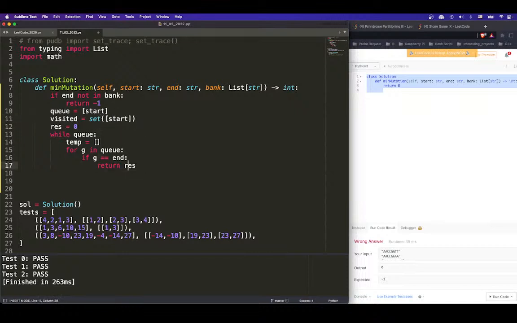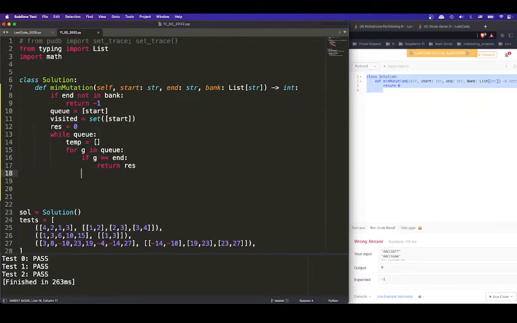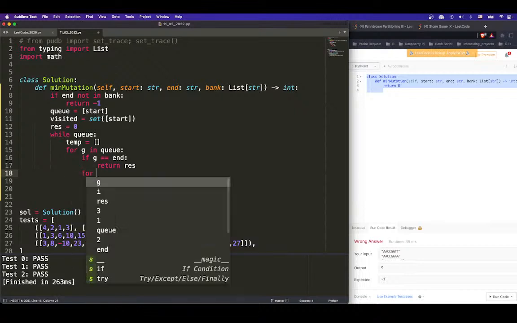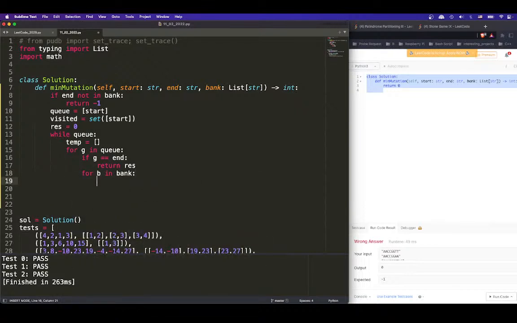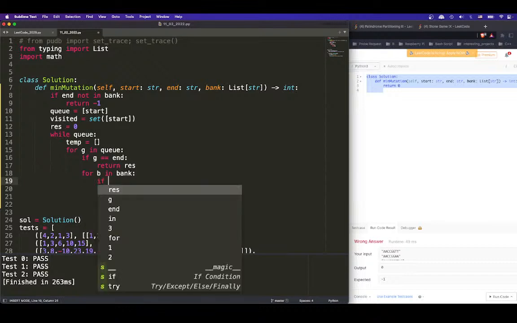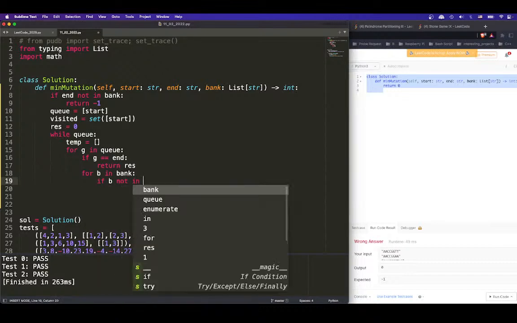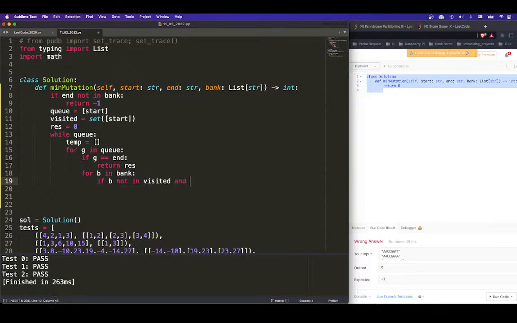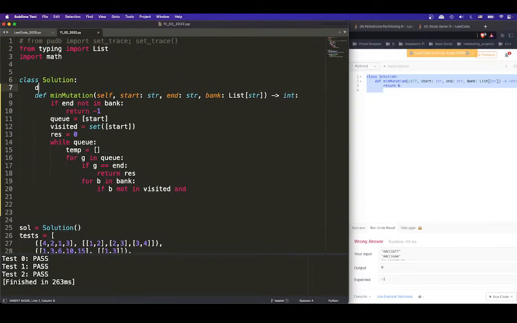Okay. And then, for b in bank, no, we just go through the same thing. But if something has been, yeah, that's too complicated. It's fine. If b not in visited and differ by 1, is diff by 1.